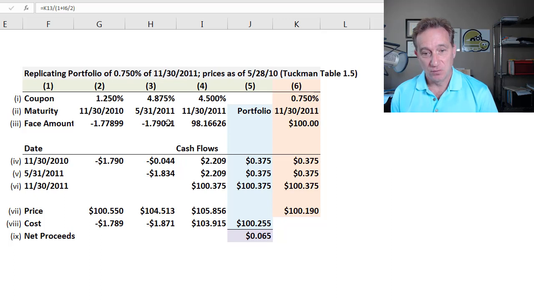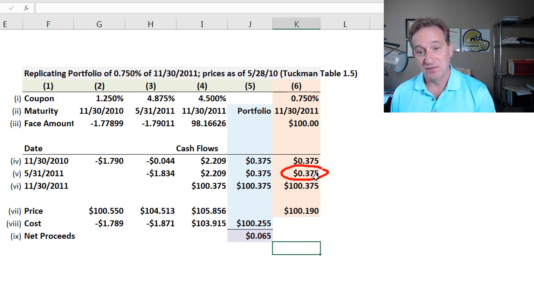Okay, now the issue, working backwards in time, is how much of the 1 year bond do we need? This is the 1 year bond in that first table that we looked at. It has a coupon of 4 7/8 and matures in 1 year from May 28, 2010. And so what we need here is to replicate the 37.5 cents. The question is how much of this 1 year bond.